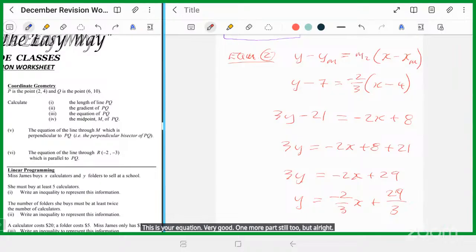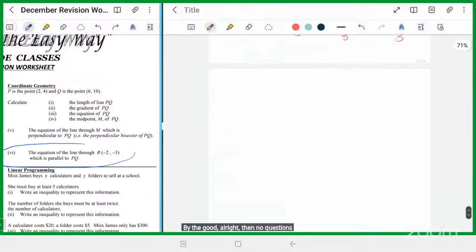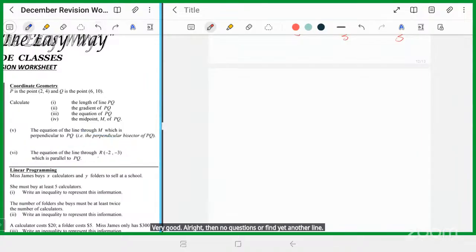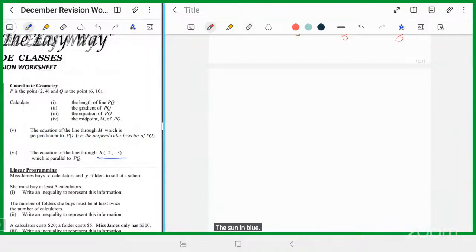Alright. Then now, the question says we'll find yet another line, a line that passes through this point and is parallel to PQ. So how are we going to do that one? Again, we have the PQ right here. Let's put it down in blue. We have the PQ over here, like this. That's your PQ. And I want us to find this other line now that is purple. So I'm going to put it in purple.